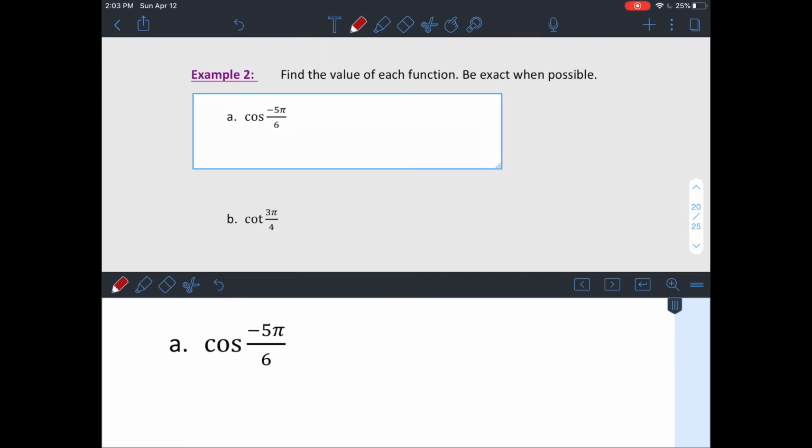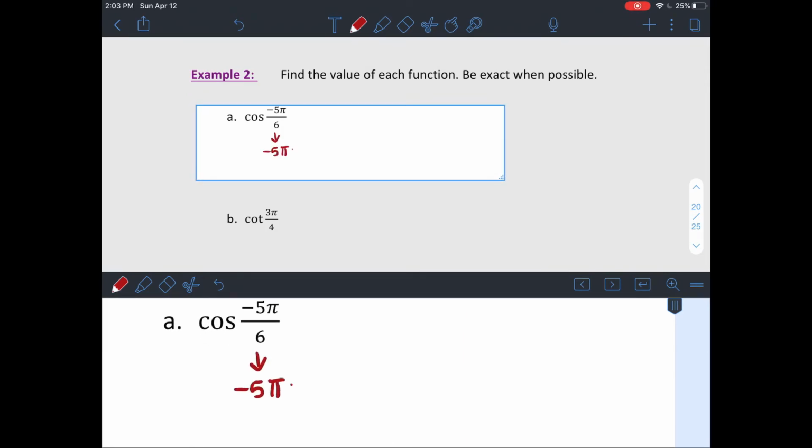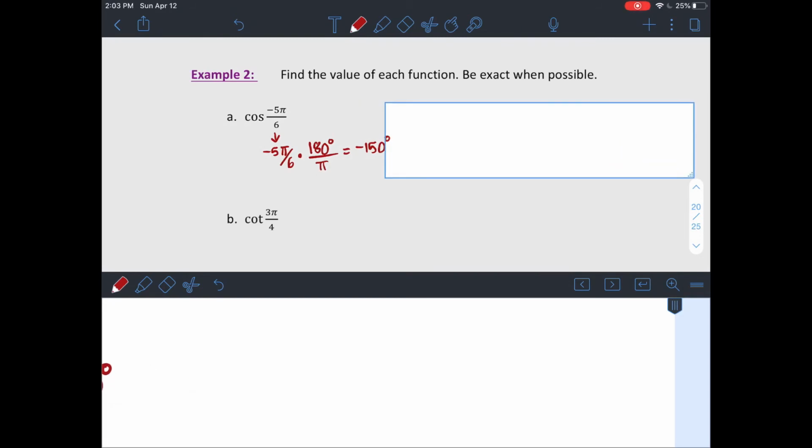So if you want to evaluate a trig function of an angle measured in radians, since you're probably not that comfortable working with radians, I would go ahead and just convert back to degrees. So take that negative 5 pi over 6 radians and multiply it by 180 over pi, which is going to give you 150 degrees.